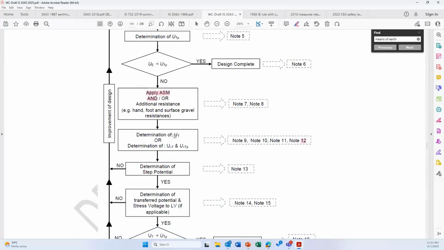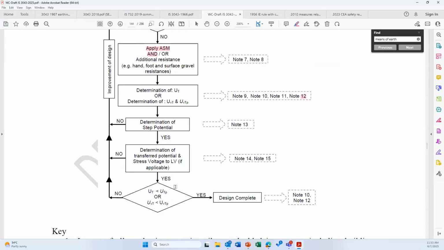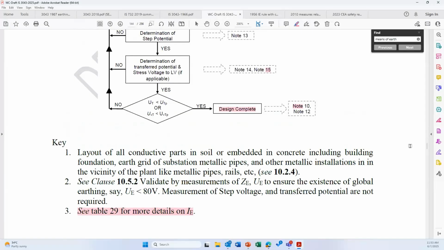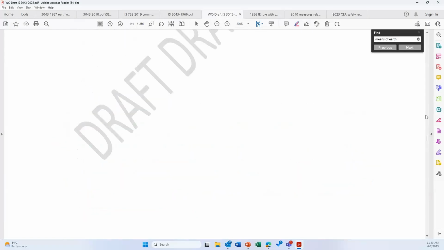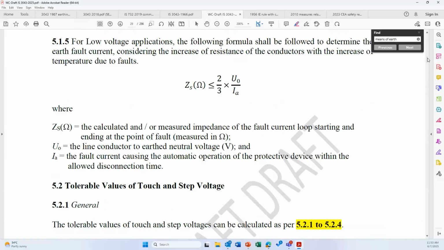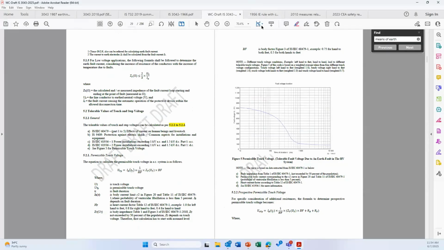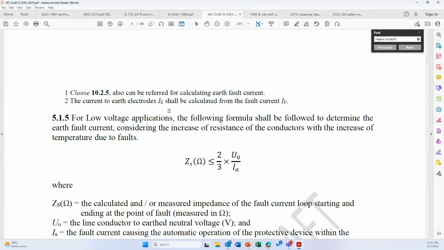Then you should determine UT, the touch voltage, determination of UVT, prospective touch voltage, and UVTP you should calculate. Then you should make a comparison and finally decide whether to improve the earth electrode layout or you are happy where all the calculations are within this limit. Now, in order to achieve this, one of the important subjects which we should consider is in clause 5. Clause 5 is very important.